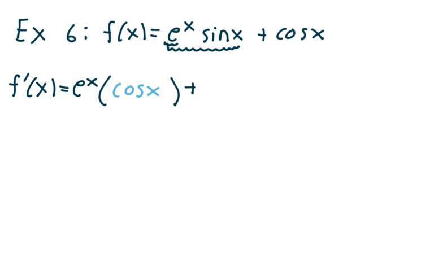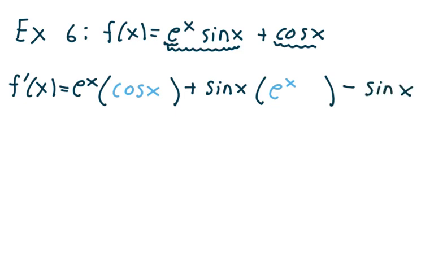And then I'm going to add sine x times the derivative of e to the x, which is e to the x. And then I'm going to take the derivative of cosine x, because we still haven't done that yet. The derivative of cosine x is minus sine x. So I'm going to subtract sine x.